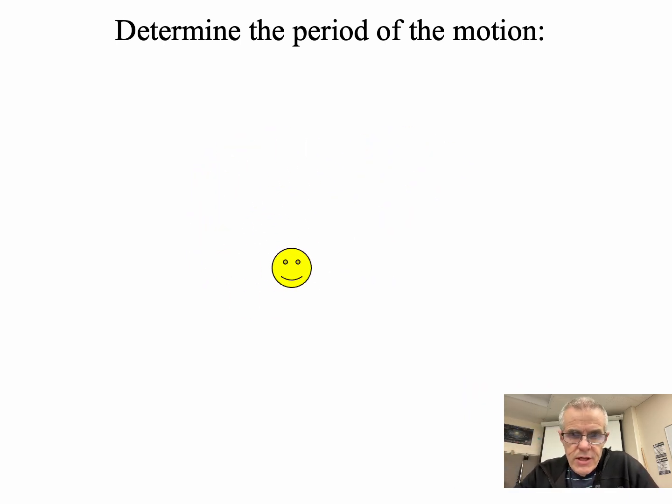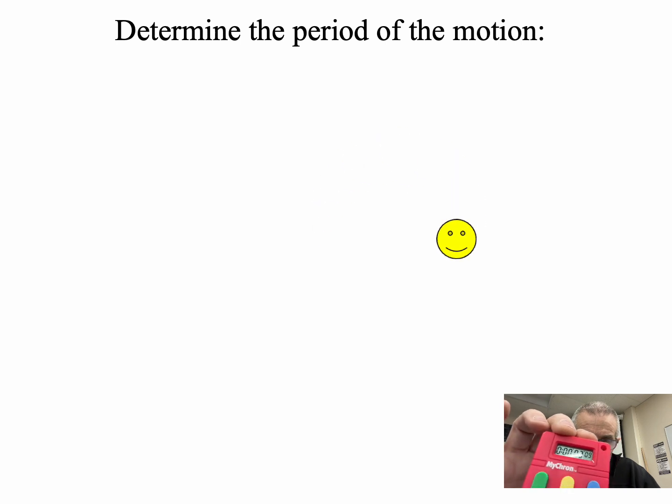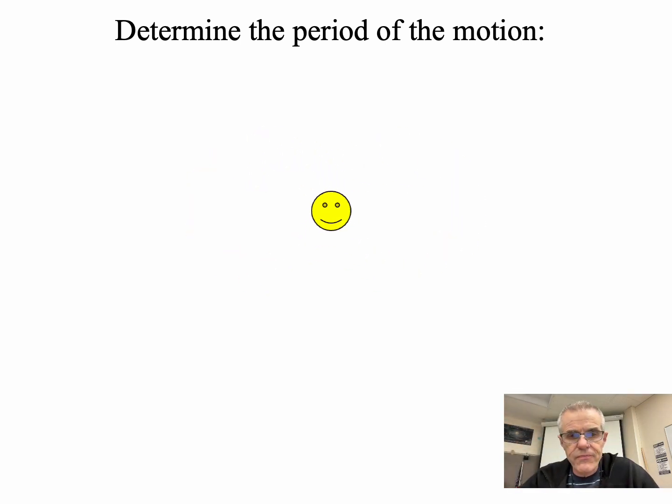So I'm going to start when the smiley guy is over there on the left. So next time around, here we go. Actually, I'm going to wait one more time. Here we go. Start. Stop. So I got 3.09 seconds for that to occur. Did you time it? You might time it yourself.